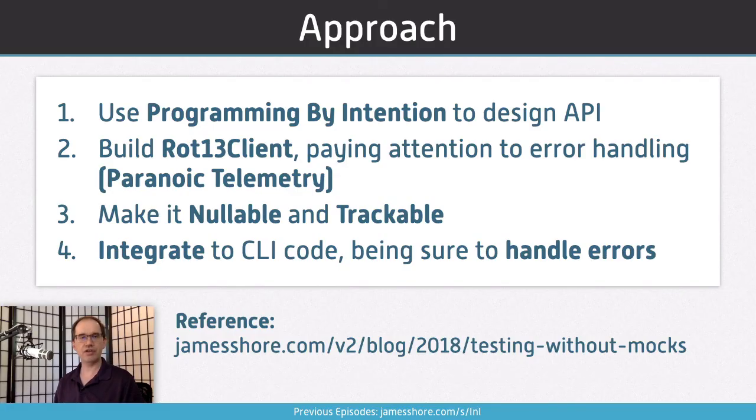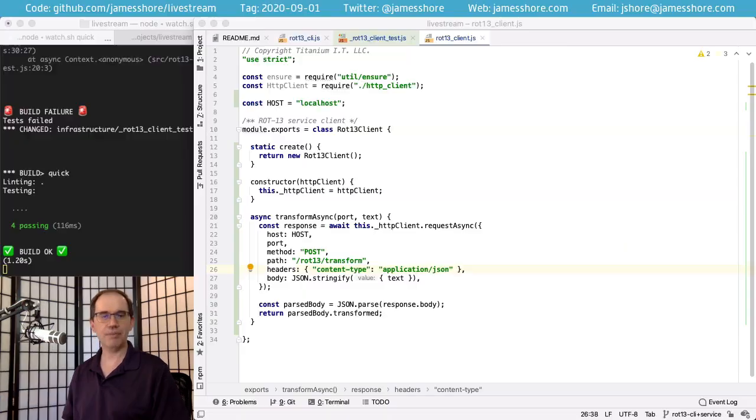So what we've done so far is we've used programming by intention to design our API. We've built the Route 13 client, but we haven't paid any attention to error handling. So that's what's next, that Paranoic Telemetry. And it's called Paranoic Telemetry because, well, they really are out to get us. Those services will fail at some point, and they will fail in production. Our tests cannot stop that. So we need our production code to make sure everything's working correctly.